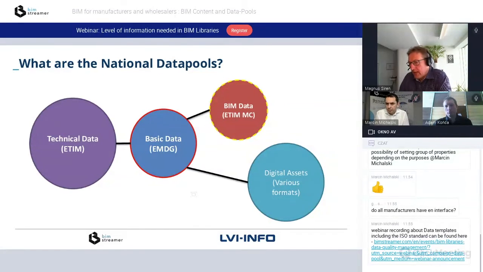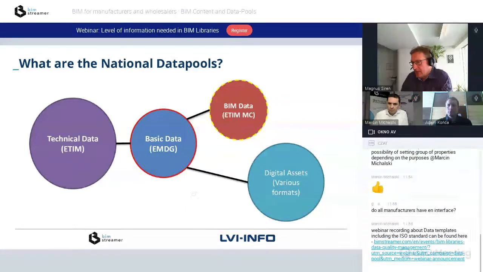Of course, you have a lot of digital assets with the various formats. I'm talking about pictures, drawings, let's say some kind of certificates or kind of stuff. This is also one big part. These are not, let's say, machine readable, but they are, of course, usually like PDFs or something like that today, or pictures. So something that is connected also to the basics of the product.